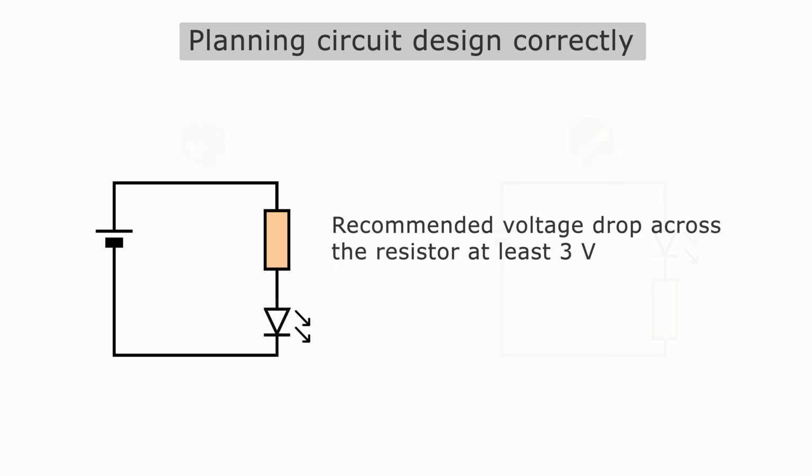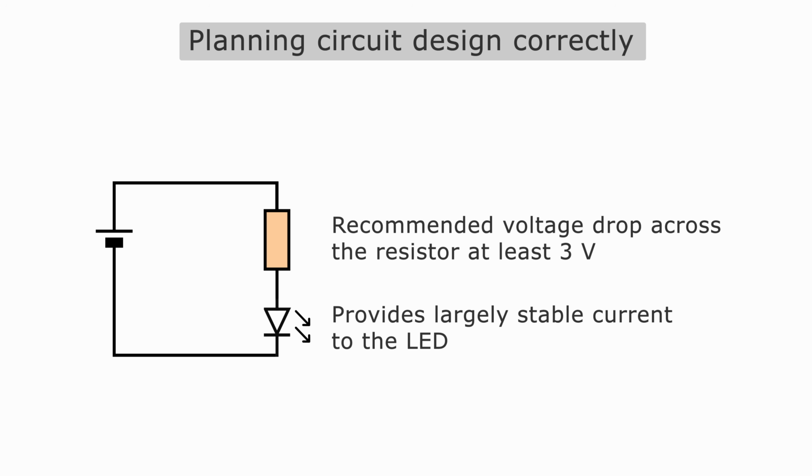The voltage drop across the series resistor should be at least approximately 3 volts or higher. If the voltage here is set too low, the current at the LED can easily be exceeded as soon as the supply voltage deviates slightly.